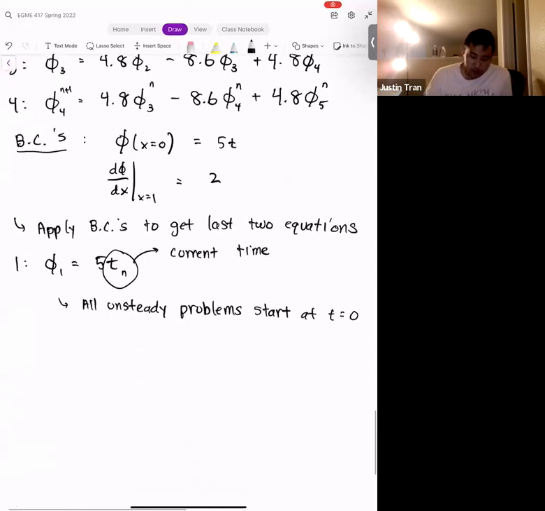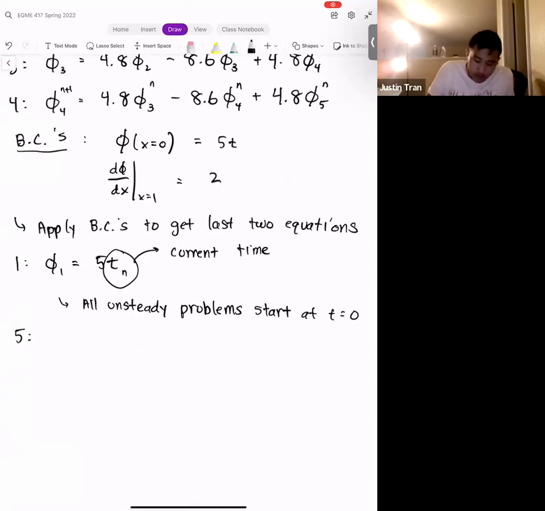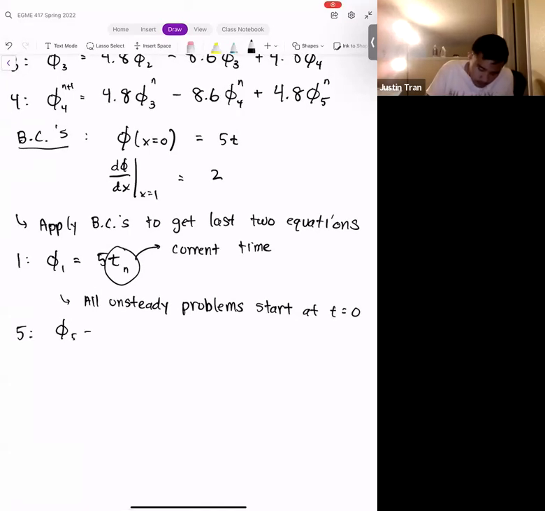Okay, so that's the first boundary condition. Next, we're going to apply the boundary condition on the other side. Okay, so we have d phi dx is equal to 2, so we have our Neumann boundary condition. And since we have a spatial derivative here, we're going to use a spatial finite difference. Right, so we're going to apply our forward difference. So we said that phi 5 minus phi 4 all divided by delta x is equal to 2.